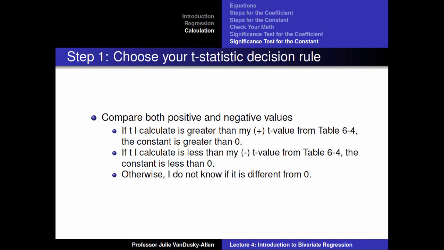So we're going to conduct a t-test where we look for t-values that are either positively different from 0 or negatively different from 0. The decision rule template for this t-test is: if the t I calculate is greater than my positive t-value from table 6.4, the constant is greater than 0. If the t I calculate is less than my negative t-value from table 6.4, the constant is less than 0. Otherwise, I do not know if it is different from 0.